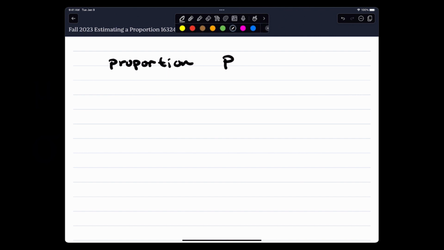A proportion is a fancy, general way to talk about probability, or percent. P for proportion, which is a probability, or it is a percent, okay? So have you guys been dealing with probabilities and percents? Say yes. Yes.